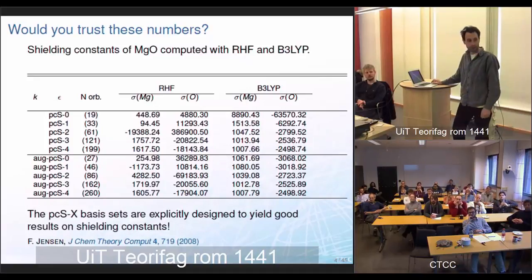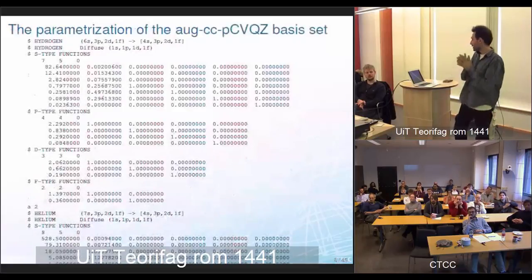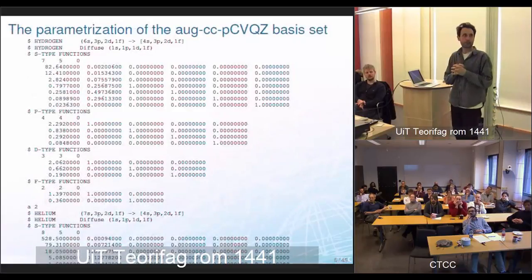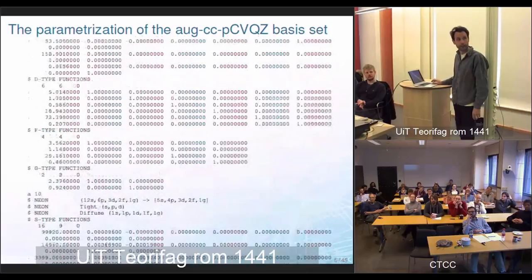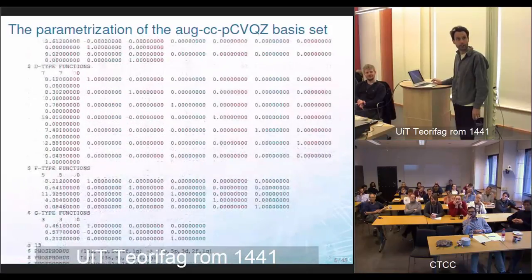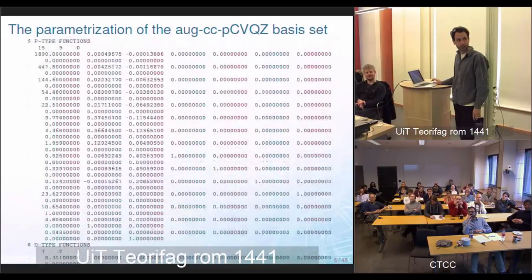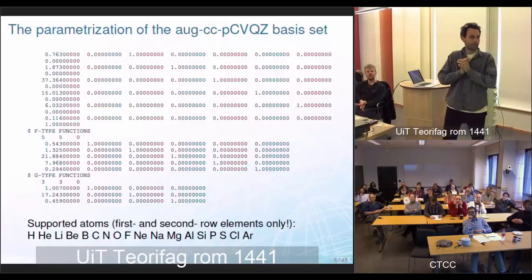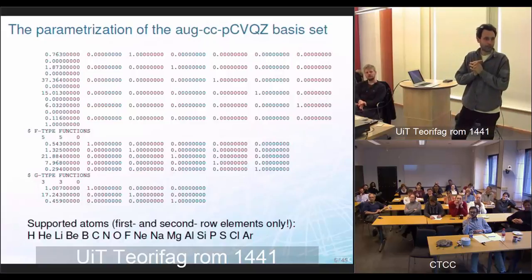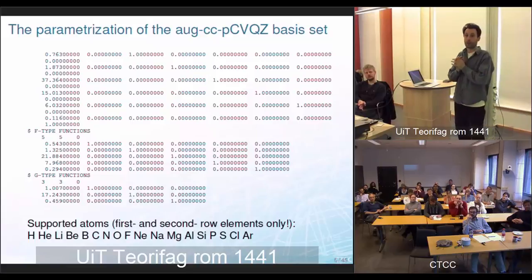So this is a basis set from Frank Jensen. And this is, for instance, a parametrization of one of the largest basis sets. I want to draw your attention to how much work there is in parametrizing these basis sets. And this is the basis, and it continues, and continues. So this is how much it takes to parameterize augmented quadruple zeta for basically the first and second row elements only. So forget about using these bases for anything bigger than that when it comes to atoms, okay?